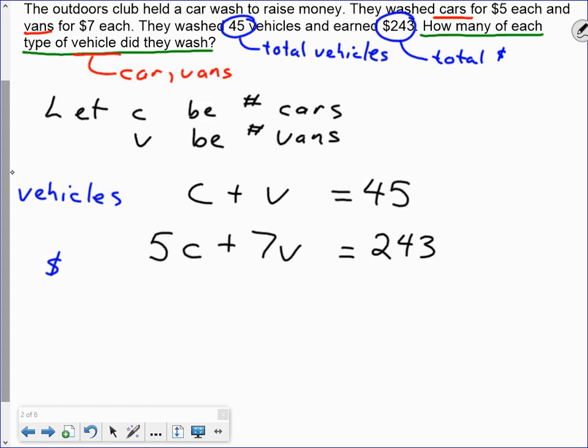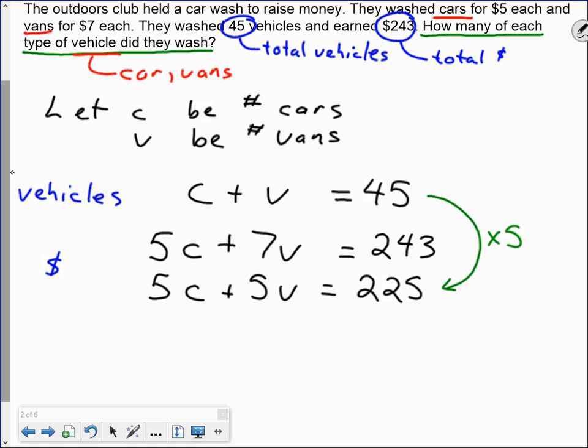Now, how do we solve this? We can use substitution or elimination. I'm going to use elimination here. I'm going to take this top equation, okay, and I'm going to multiply it by 5, because if I do that, I will get the same coefficient on C in these two equations. So that first one will become 5C plus 5V equals 45 times 5, which is the kind of thing that I have to put into my calculator here. So I'll do 45 times 5 to get 225.